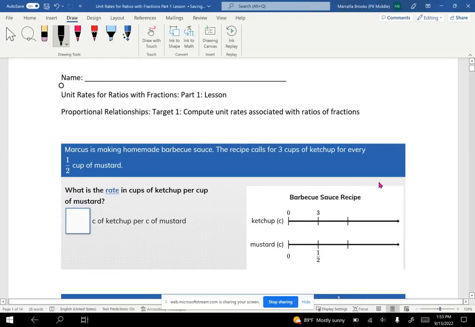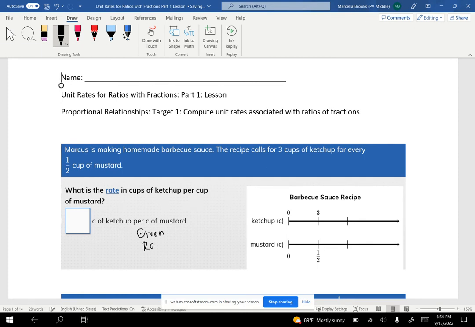All right, so this is our lesson over computing unit rates associated with ratios of fractions. So number 1, here we go. Marcus is making homemade barbecue sauce. The recipe calls for 3 cups of ketchup for every 1/2 cup of mustard. So 3 cups of ketchup for every 1/2 cup of mustard. That is our given rate.